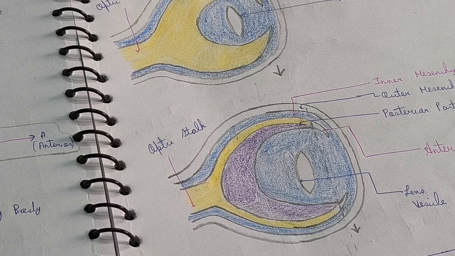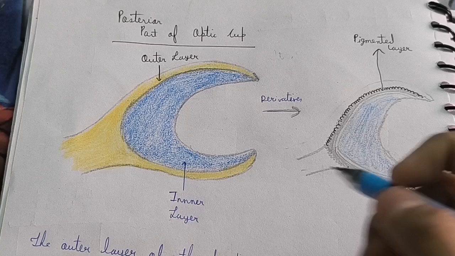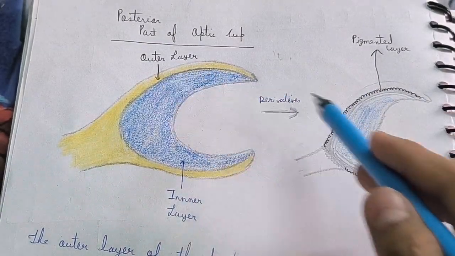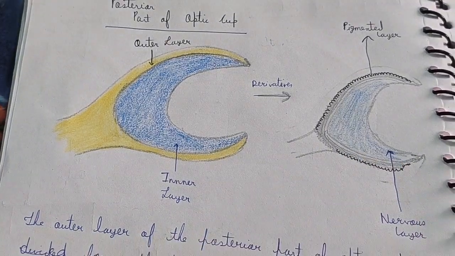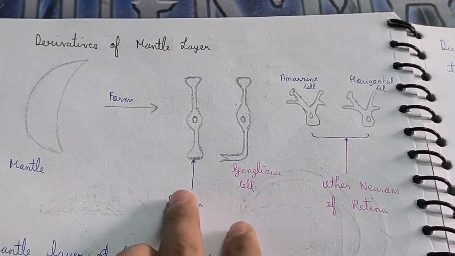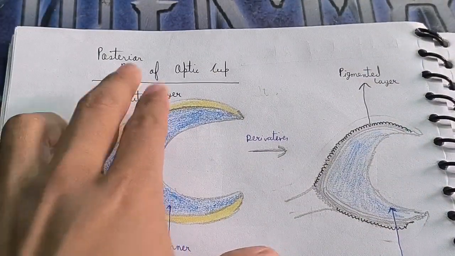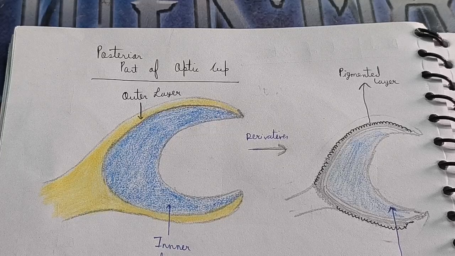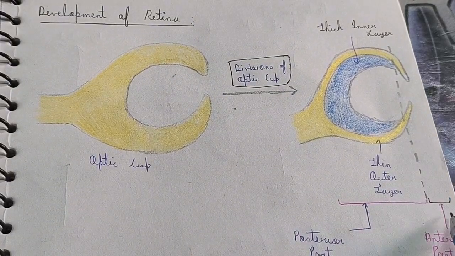And you already know that in the development of the retina, this posterior part of the optic cup has an outer layer and an inner layer. The outer layer develops into the pigmented layer, and the inner layer develops into the nervous layer. This nervous layer is further divided into 3 layers, where rods, cones, bipolar and ganglionic cells are formed. So the posterior part of the optic cup leads to the development of the retina, but you already know that this optic cup has a posterior part as well as an anterior part.